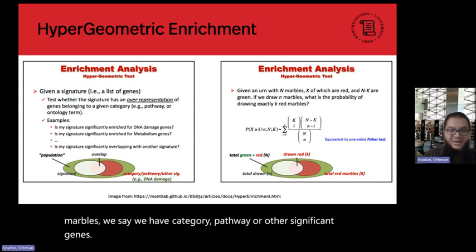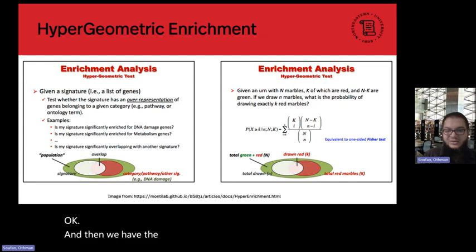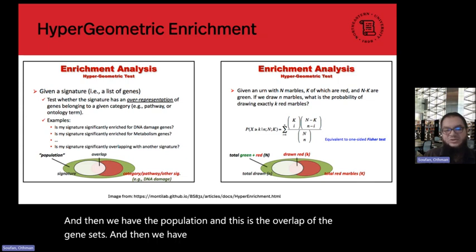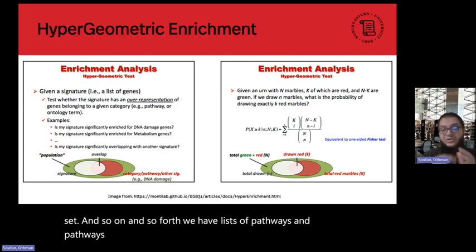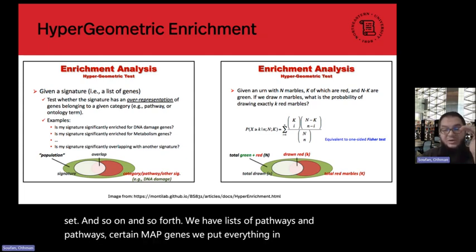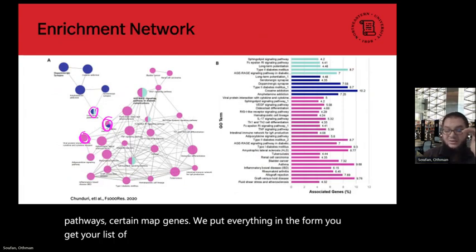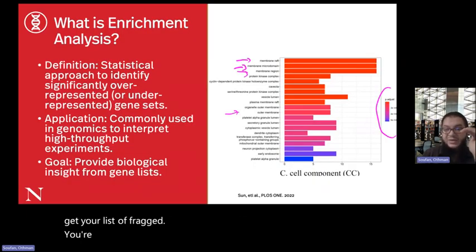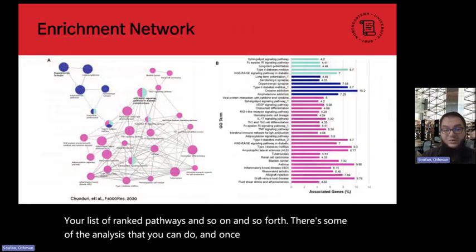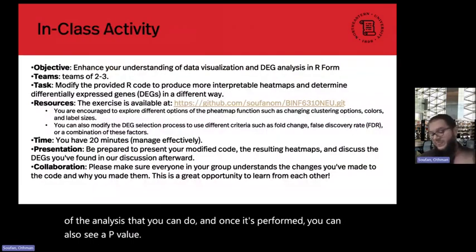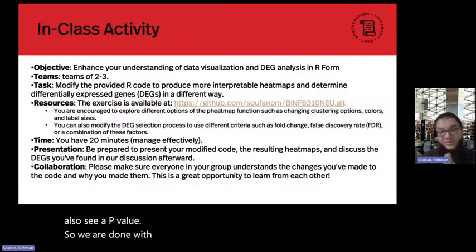And then we have the population. And this is the overlap of the gene sets. And then we have the signature, which is the full gene set, and so on and so forth. So we have a list of pathways and pathways with certain mapped genes. You put everything in the formula, you get your list of ranked pathways, and so on and so forth. This is some of the analysis that you can do, and once it's performed, you can also see a p-value. So we are done with this lecture. I hope you enjoyed it.